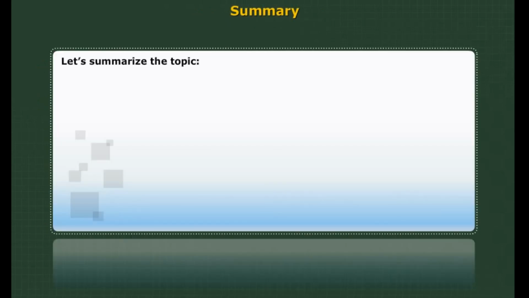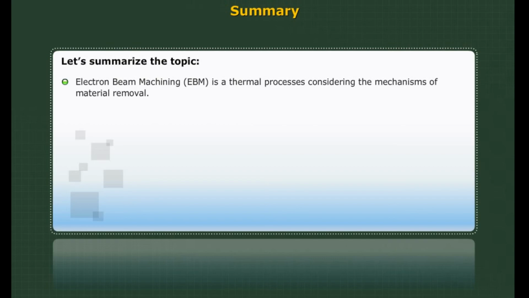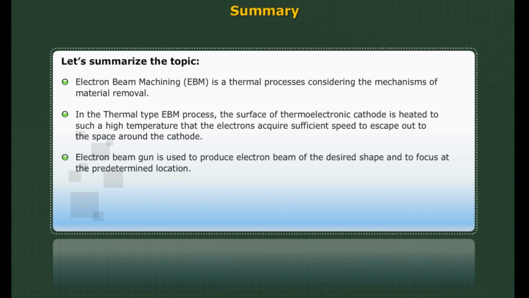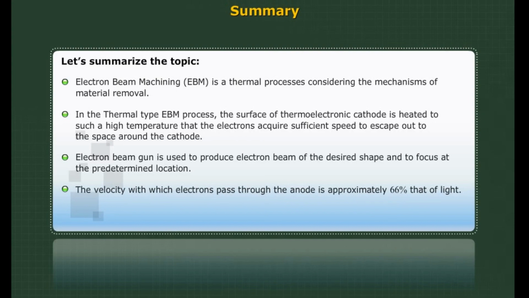Summary. Let's summarize the topic. Electron beam machining, EBM, is a thermal process considering the mechanisms of material removal. In the thermal type EBM process, the surface of the thermoelectronic cathode is heated to such a high temperature that the electrons acquire sufficient speed to escape out to the space around the cathode. Electron beam gun is used to produce electron beam of the desired shape and to focus at the predetermined location. The velocity with which electrons pass through the anode is approximately 66% that of light.